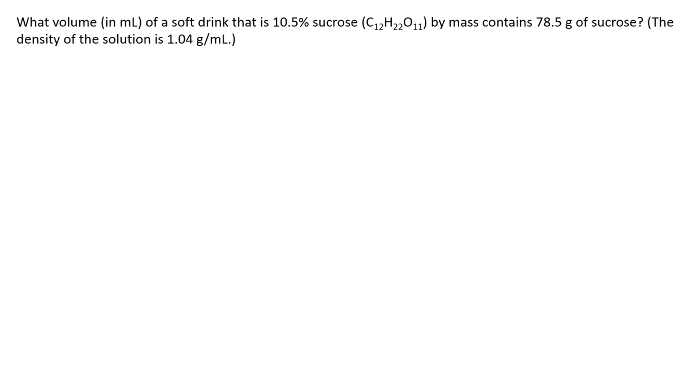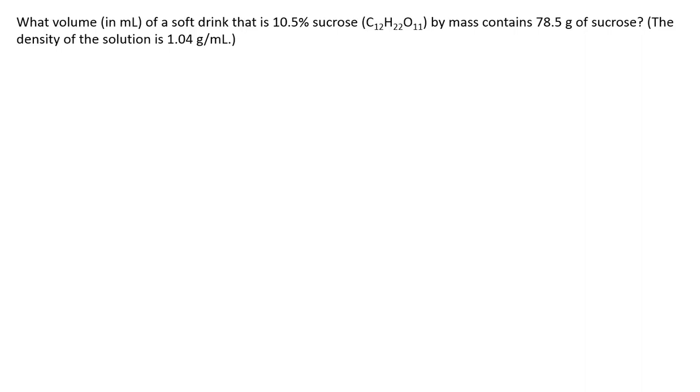This is another example that we talk about in our discussion of solution. The question is, what volume of a soft drink that is 10.5% sucrose by mass contains 78.5 grams of sucrose? In this case, you are given the density of the solution as 1.04 grams per milliliter.